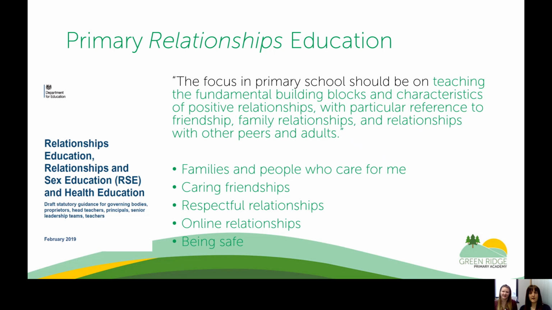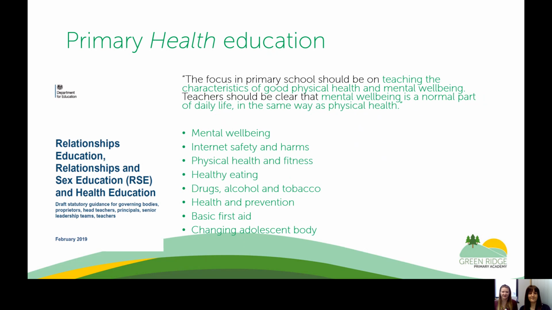So within the curriculum, there are a couple of elements. Within the primary relationship education, the focus is about teaching the children those building blocks and characteristics of positive relationships. And it pays special attention to references to friendship, family relationships, and relationships with other peers and adults. So what we cover is families and people who care for us, care and friendships, respectful relationships, and it also covers online relationships and being safe.